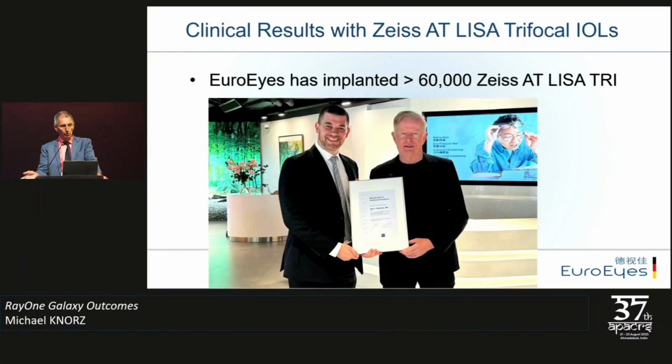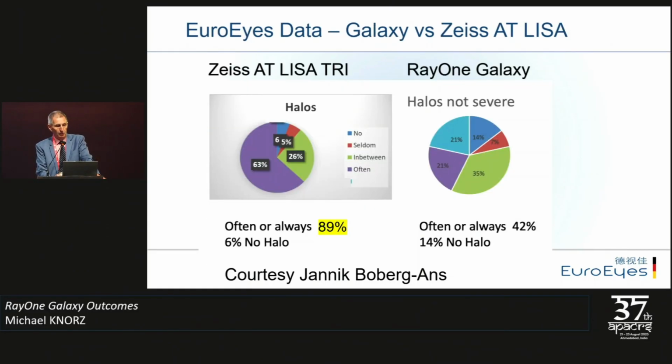And at the Euro Eyes group, we have a lot of experience. We have over 60,000 AT laser trifocal lenses implanted. And we compared here our data, Galaxy versus the trifocal. When we look at halos in the trifocal lens, 89% of patients often or always report halos. Only 6% had no halos. And with over 200 Galaxy lenses I implanted right now, we have 42% of patients observing halos, and 14% have no halos. So it's a significant difference.